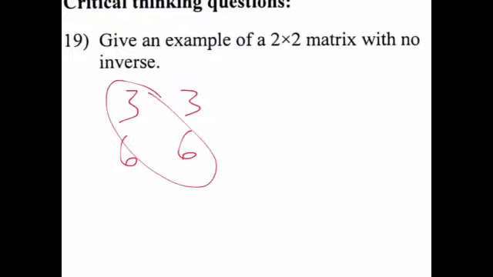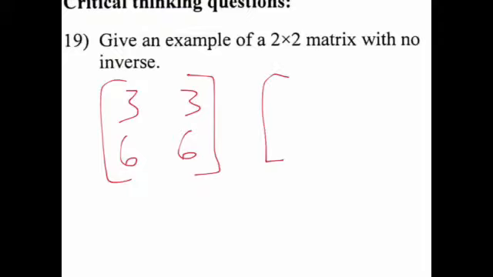And that brings us down to the bottom. You need to give an example of a 2 by 2 matrix with no inverse. Well, there's no inverse if the determinant is 0. An easy way to get the determinant to be 0 is to use the same numbers in the rows. Because if you multiply those, you get 18, and you multiply the other ones, you get 18, and when you subtract them, it'll make 0. That's a trick that will always work.